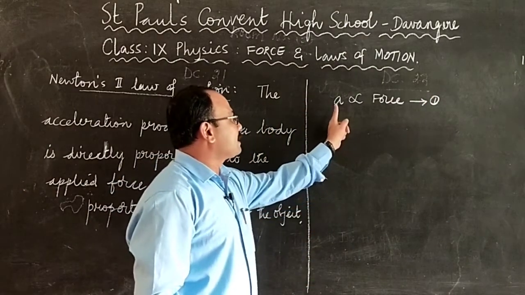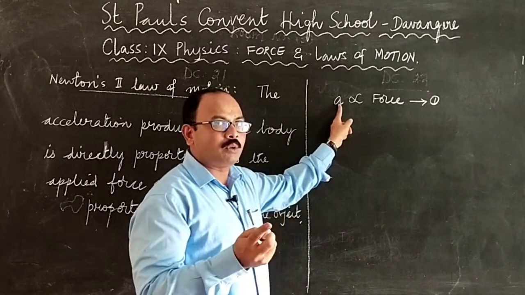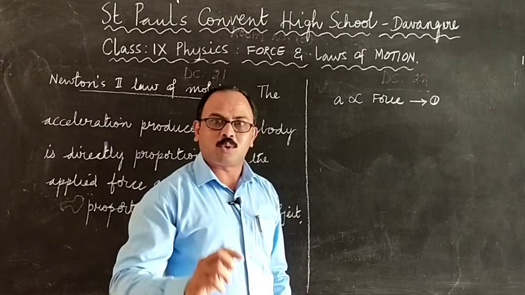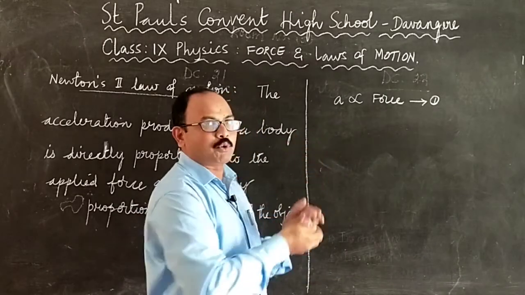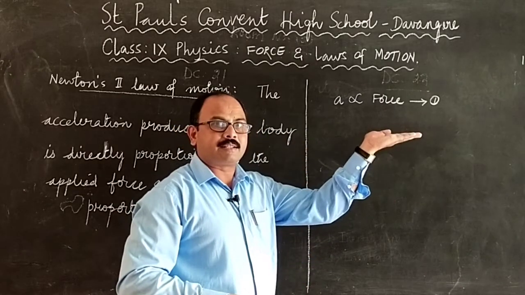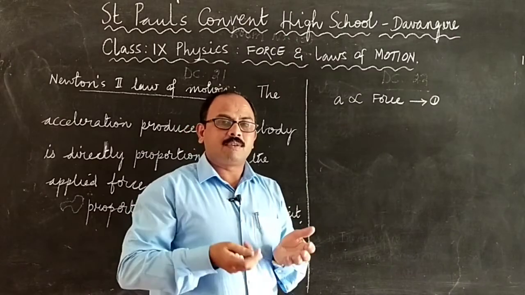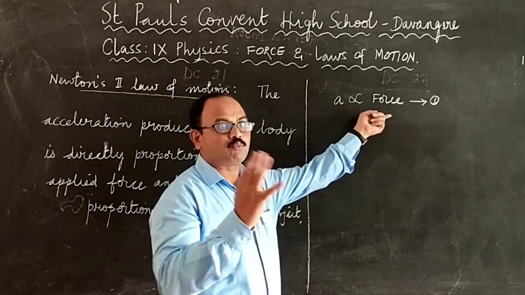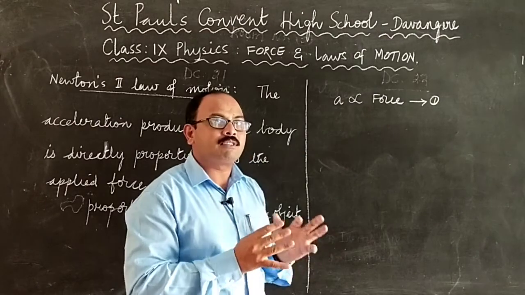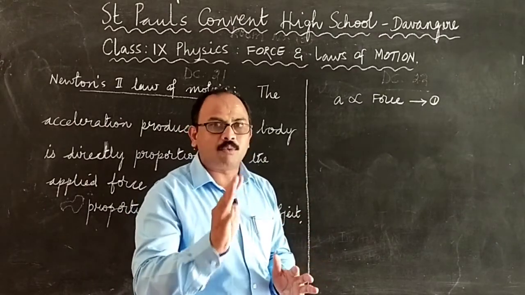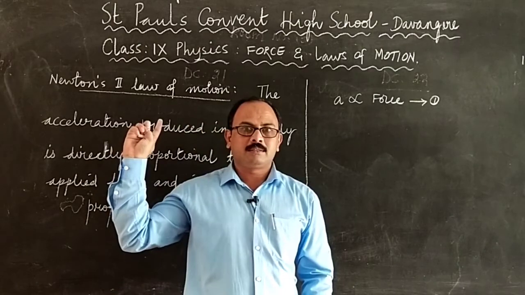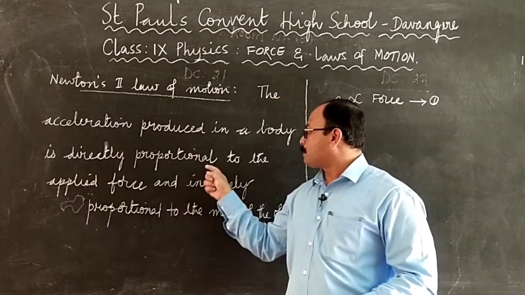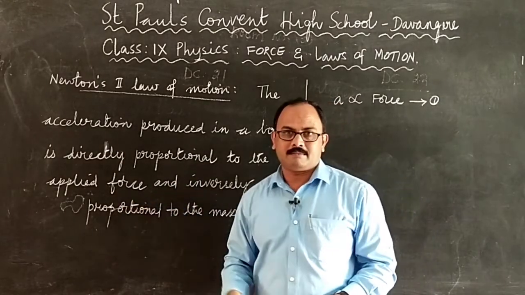If the acceleration becomes more, then the force applied should have become more. They are directly proportional. If one quantity increases, the other quantity also increases. We call that directly proportional. If the force applied becomes more, the acceleration produced in the object will also become more. That's the first part. Acceleration produced in a body is directly proportional to the force applied.